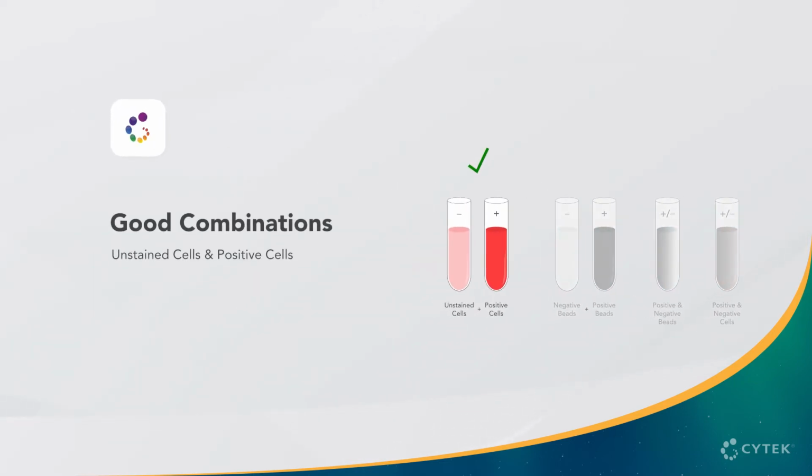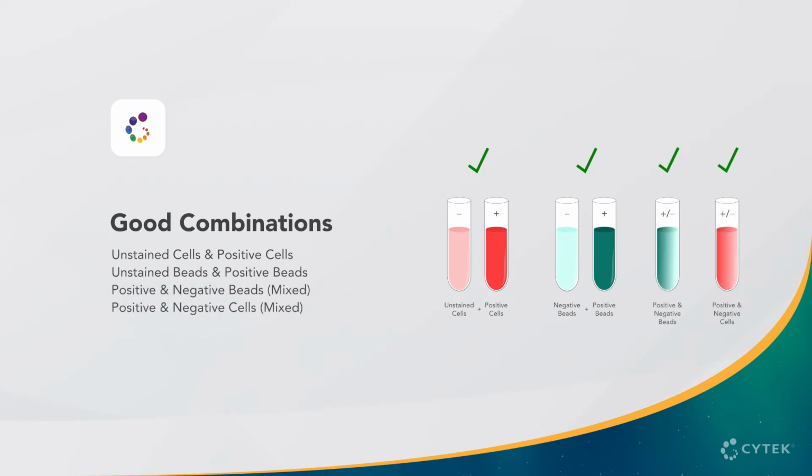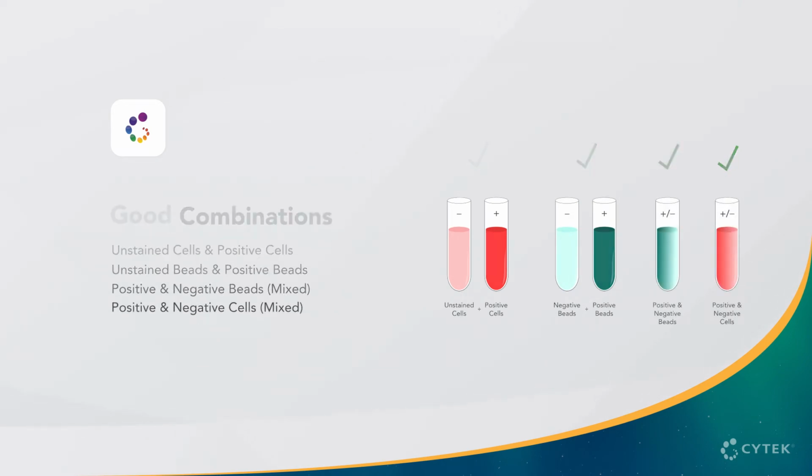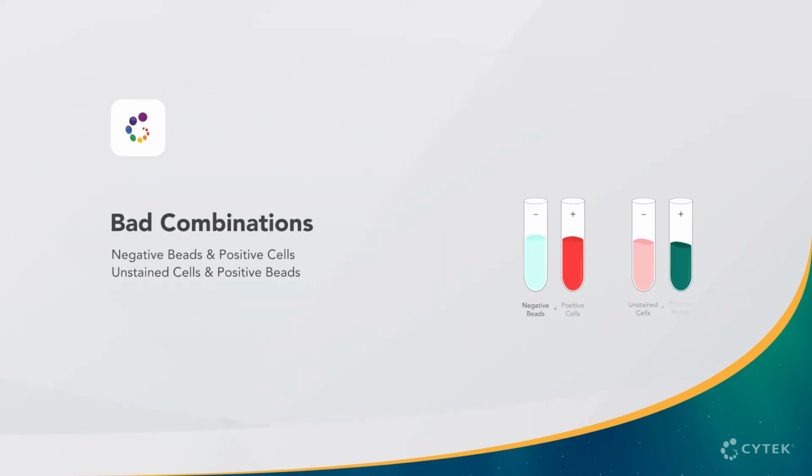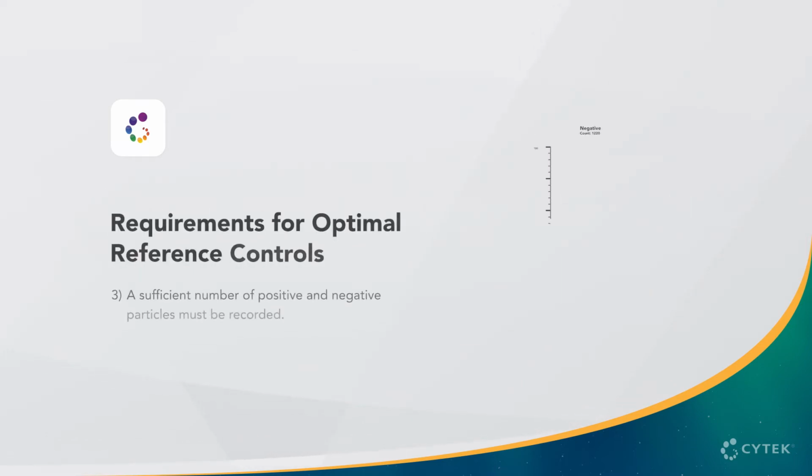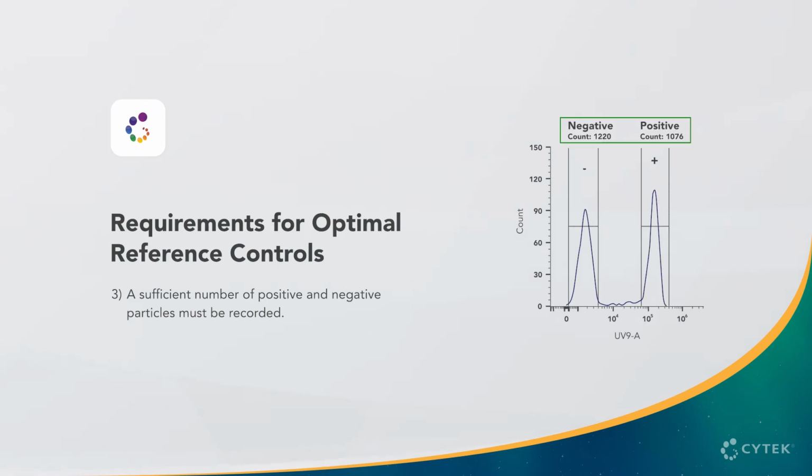Firstly, we can safely match a tube of unstained cells with positive cells, or match unstained beads with positive beads. These matching populations can also be run within the same tube. Conversely, we would not want to mix a cell reference with unstained beads for the negative particle type, or the reverse. Next, requirement 3. A sufficient number of positive and negative particles must be recorded.